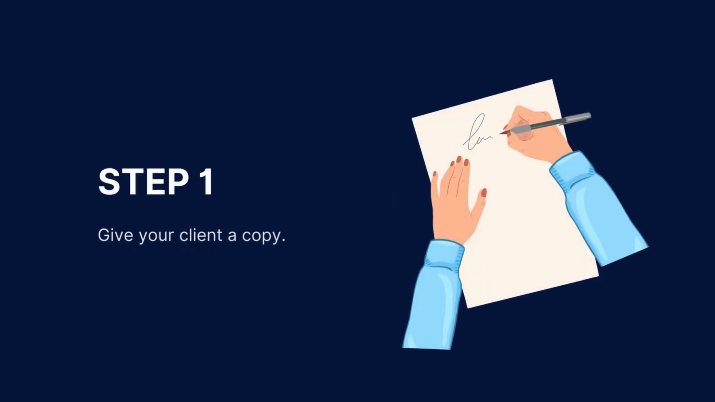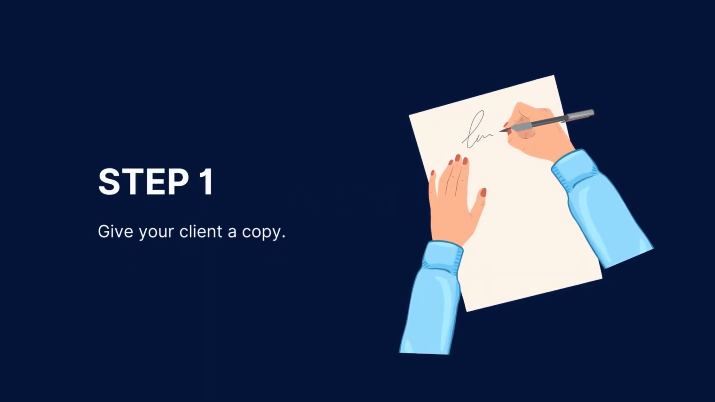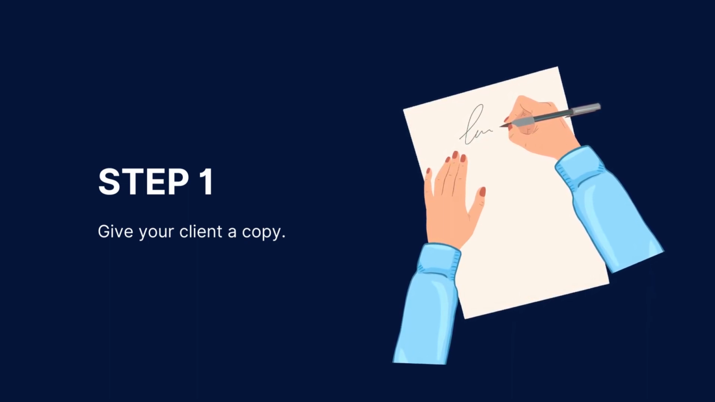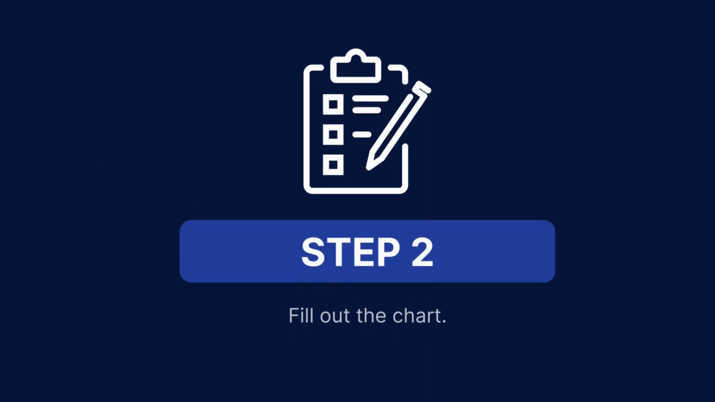To use our free mood chart, follow these steps. Download our mood chart from the Carepatron platform, which you can find in the link in the description. Give your client a copy. You can give your client a physical copy or share the PDF version with them. Explain how the chart works and ensure to answer any questions they may have before proceeding to the next step.